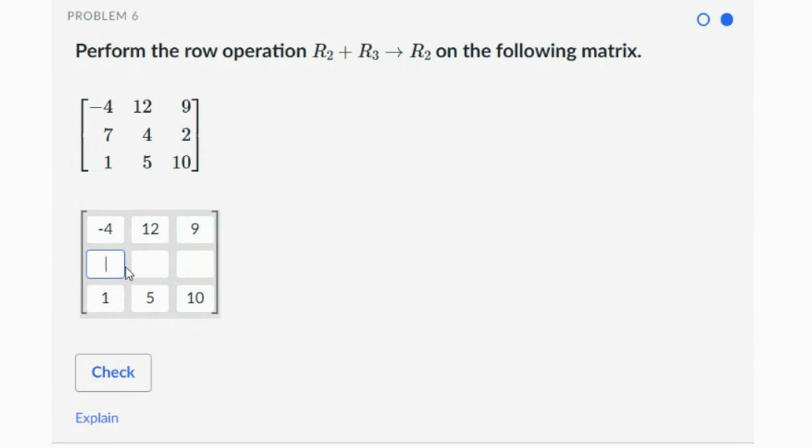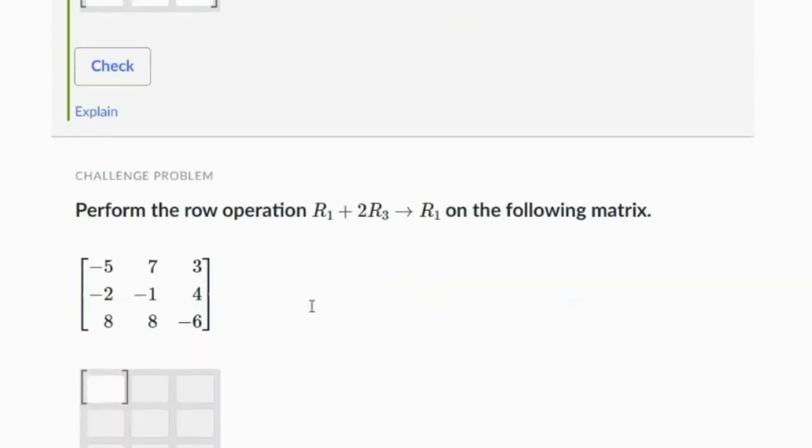You guys are on this. 8 plus 9 and 12. Just adding those two numbers together, row 2 and row 3. All right, let's look at this challenge problem they've given us.